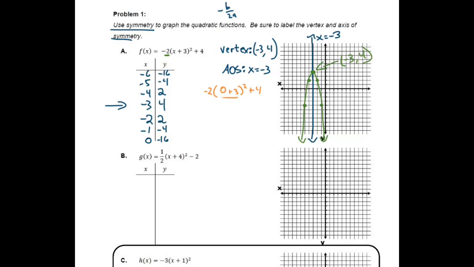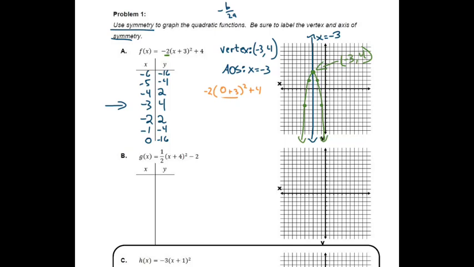Okay? Let's do another one. One observation about this one is because it's being multiplied by 1/2, we know this one's going to be wider. It's between 0 and 1, so it's a decimal, so this is going to be a wider graph than the last one. Okay? So here we go.